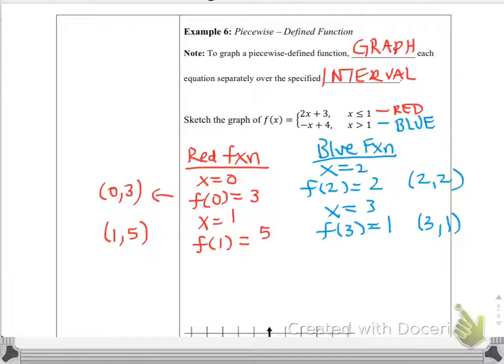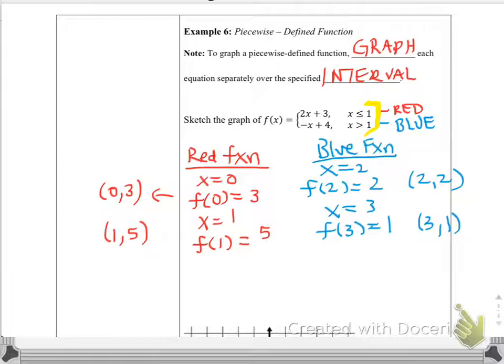All right, so this last example is what's defined as a piecewise defined function. Now, we talked about piecewise functions, and you actually had one on your exam, and so I didn't draw the piecewise function yet, but to graph a piecewise defined function, you graph each equation separately over the specified interval, okay? And so here we see we have two functions in our piecewise function, and the number that breaks them apart is important, and in this case it's 1, right?